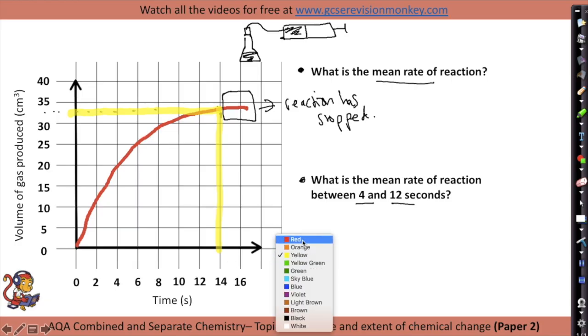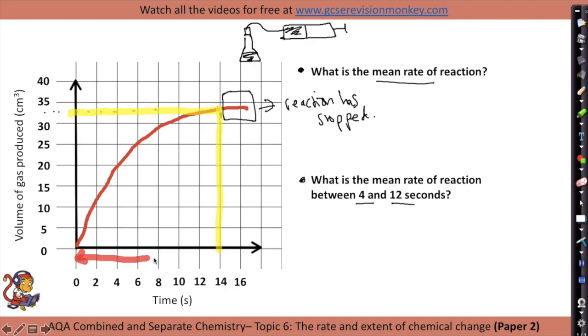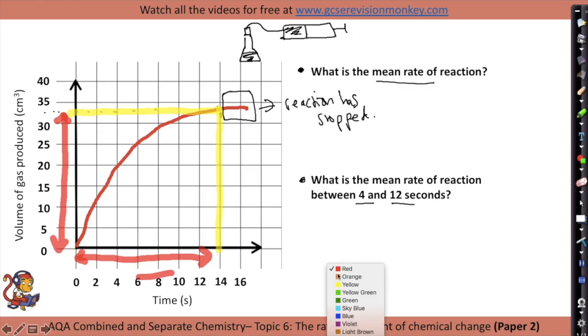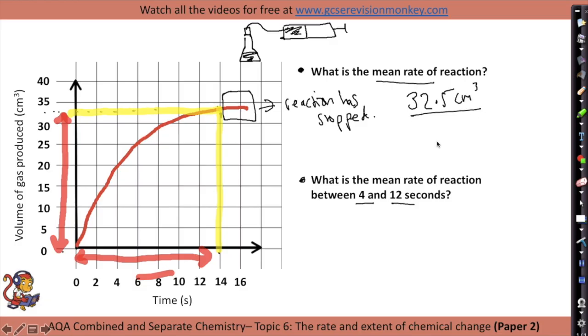So what you would do is you would take your values along your x-axis here and your y-axis here. On your x-axis you can see the value is 14 because it goes from 0 to 14, and on the y-axis it goes from 0 to 32.5. So to calculate the mean rate of reaction, it would be 32.5 centimetres cubed divided by 14 seconds, and that would give us a rate of reaction of 2.4 centimetres cubed per second.